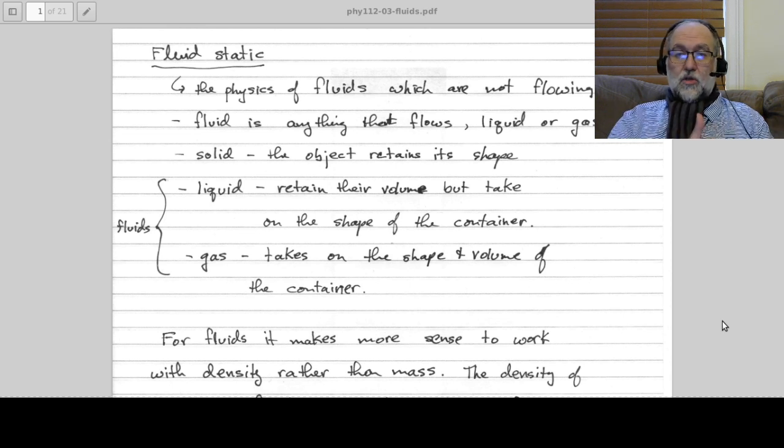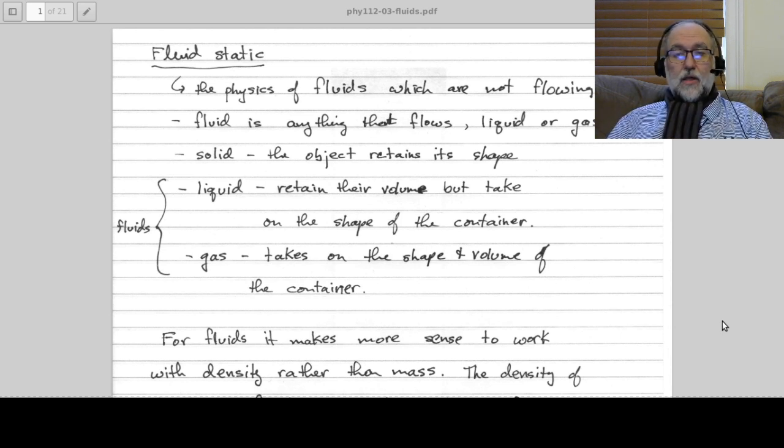If you look at how the course has progressed up to this point, the first thing we did was static equilibrium. That was the physics of rigid objects that are not moving. A rigid object is basically a solid, but a solid which does not deform when forces or torques are applied to it. That was our first topic.